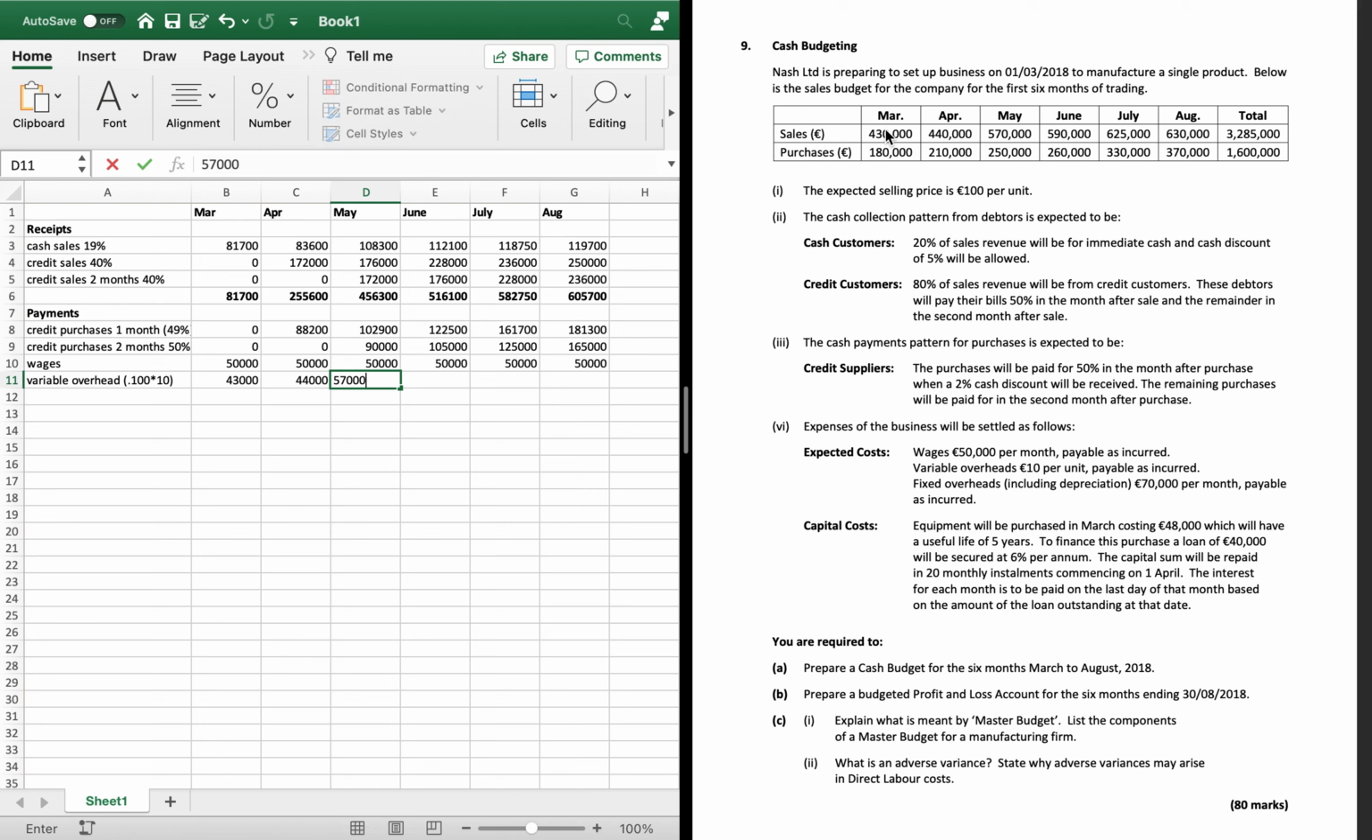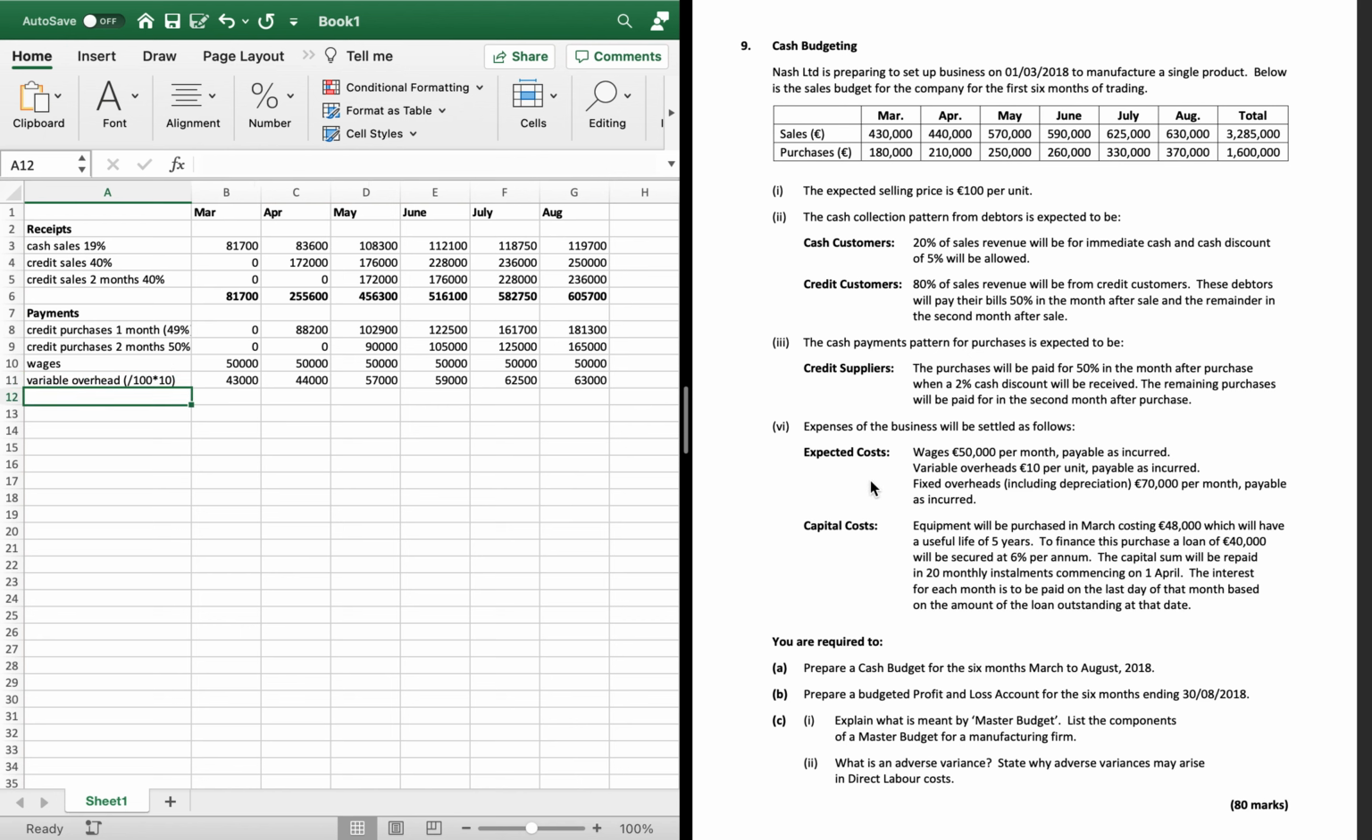570 is going to be 57, 62,500 for July, and 60. Sorry, this one there. June is going to be 59,000. July 62,500. And August is 63,000. Okay, so it's divided by 100 multiplied by 10.